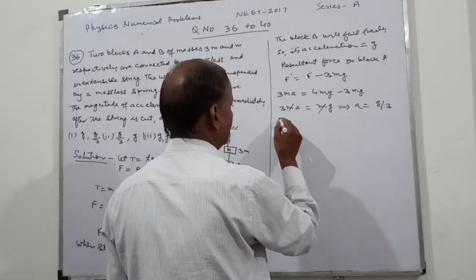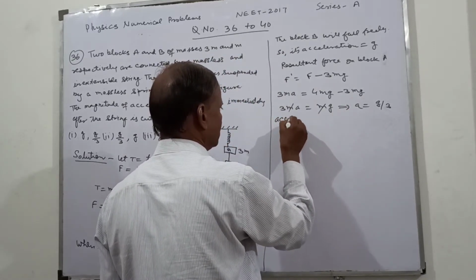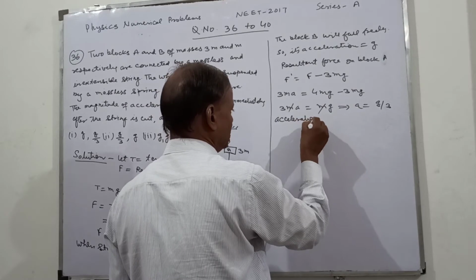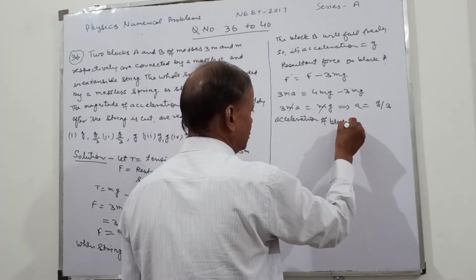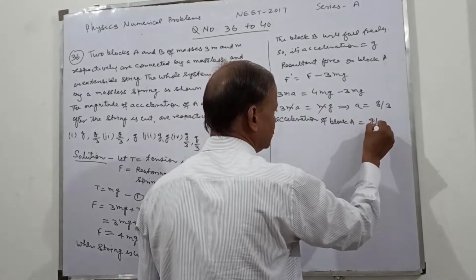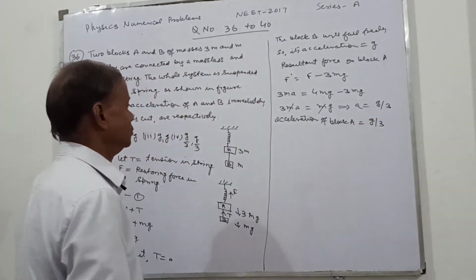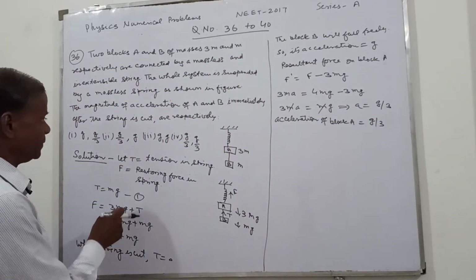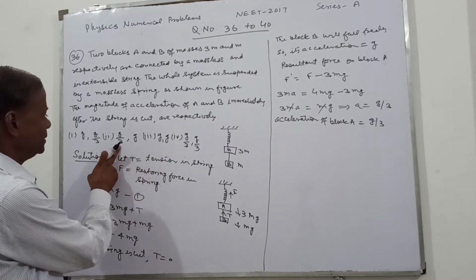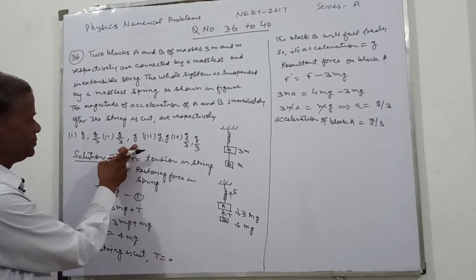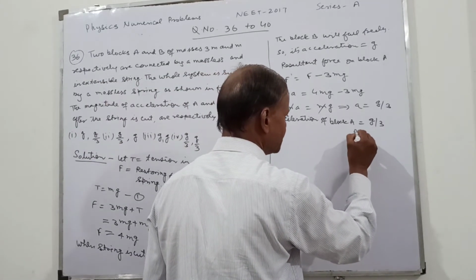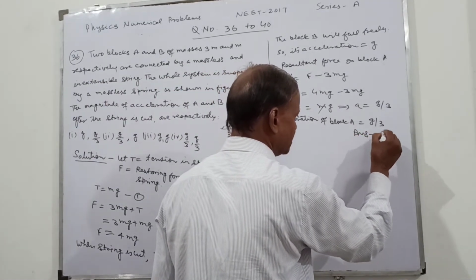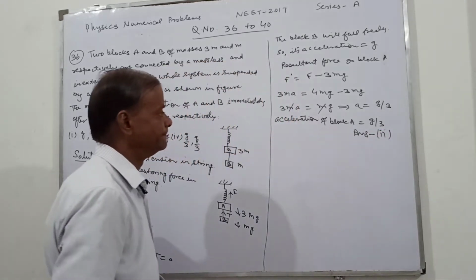So acceleration of block A equals g by 3. So for A, this is now your g by 3, and for B, second is now g. So the right option is the second one. The answer is second.